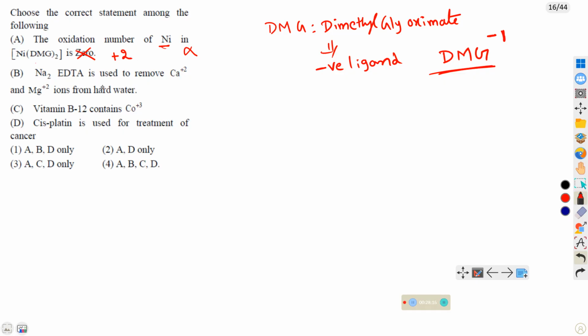Next, Na2EDTA is used to remove Ca2+ and Mg2+ ions from hot water. This is correct. Vitamin B12 contains Co3+. Correct. Cisplatin is used in cancer treatment. Correct. So B, C, D are correct answers. Third option correct.